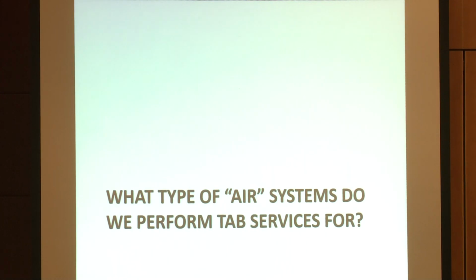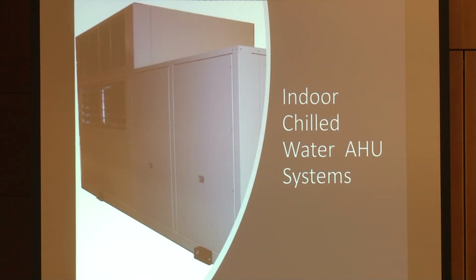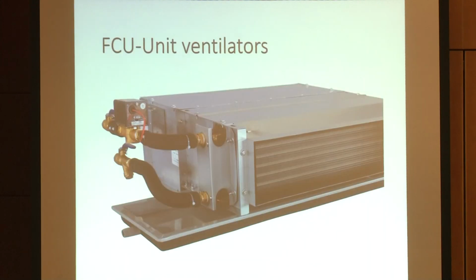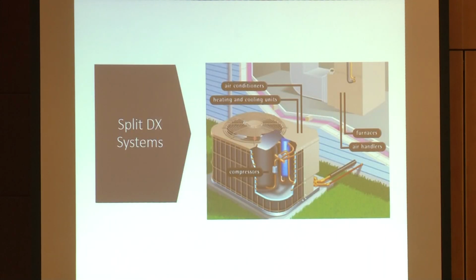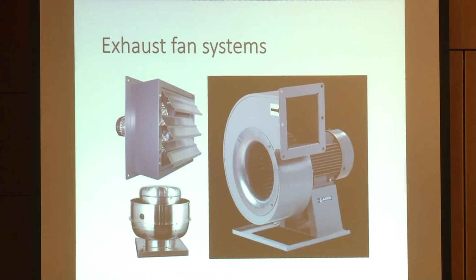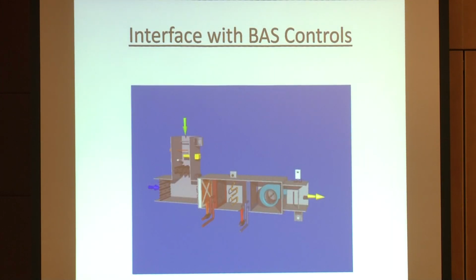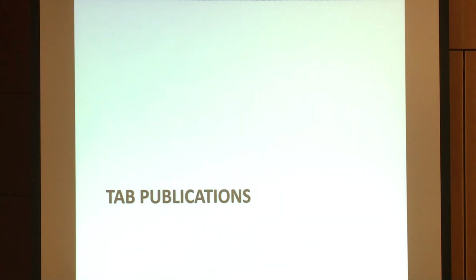So what kind of air systems do we perform tab on? Almost any kind of air system you can see. I mean, air handling units, rooftop systems, air handlers, fan coils, split DX, variable air volumes, exhaust systems, VRF, which I know you know a lot about, mini splits, and also we interface a lot with the building automation system.